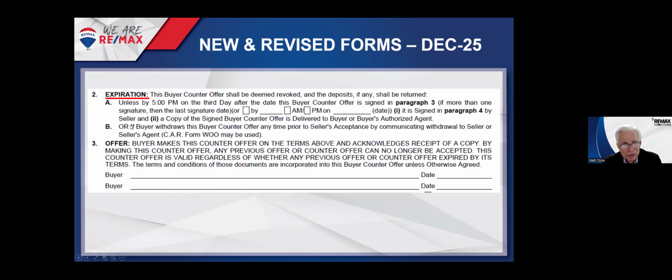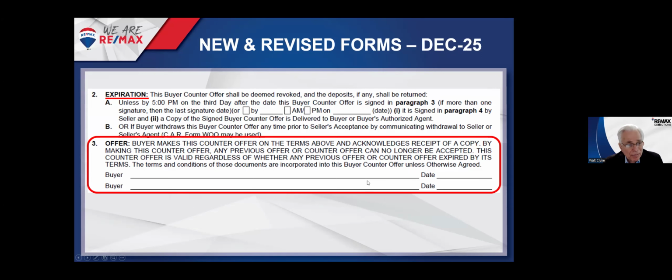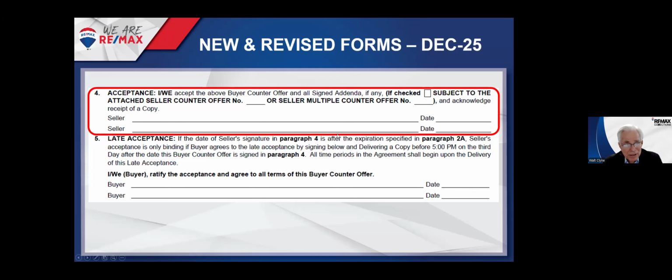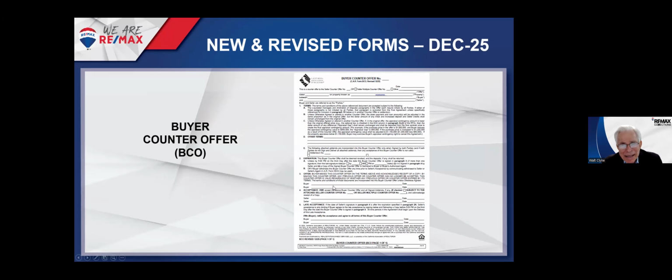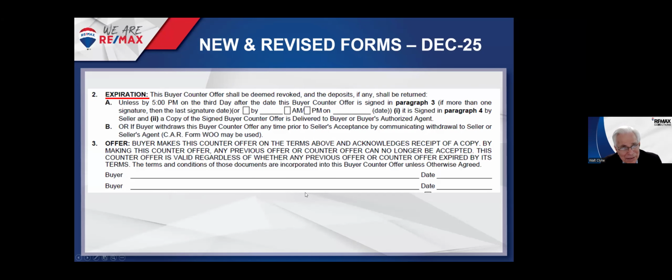So what does that look like? Okay, so expiration, all of you know, it's the third day after the counteroffer is signed, and the signature is in paragraph 3 of the counteroffer. So the buyer makes the counteroffer, and signs it here. Let me stay with this. This is a buyer counteroffer. So the buyer makes a counteroffer and signs it.